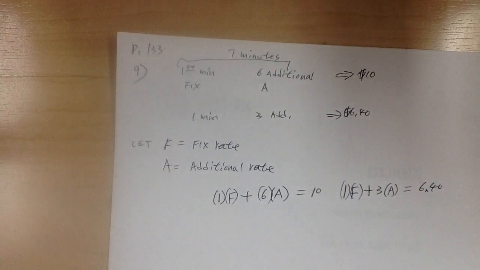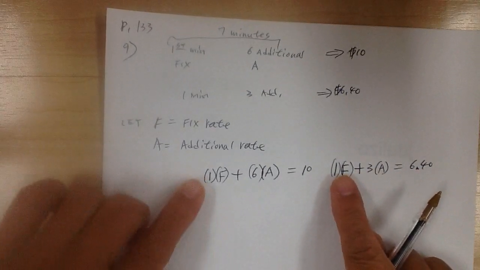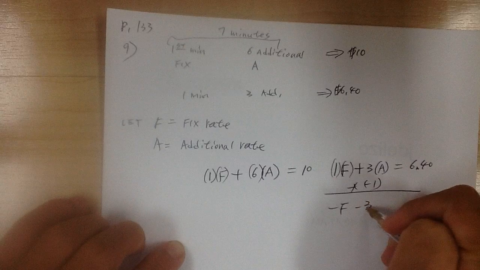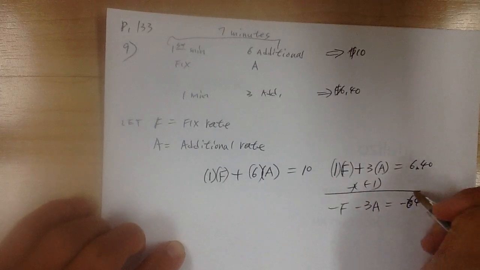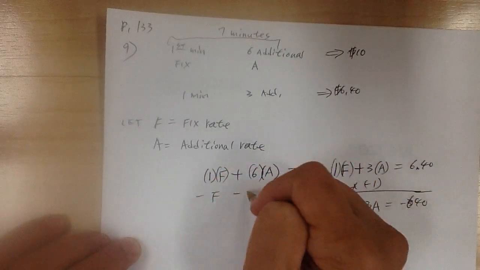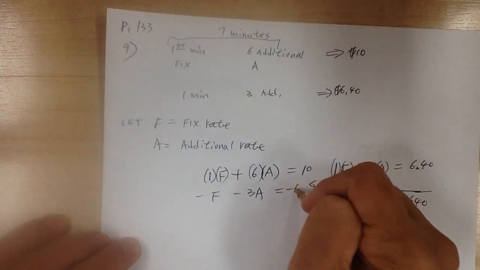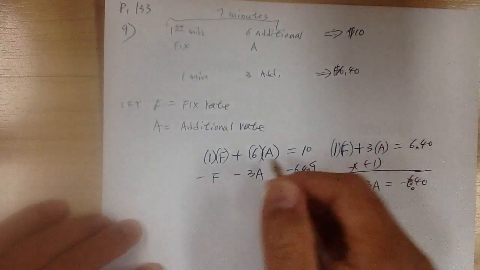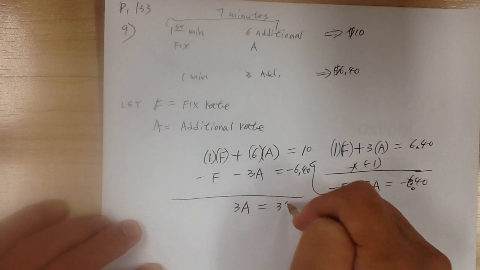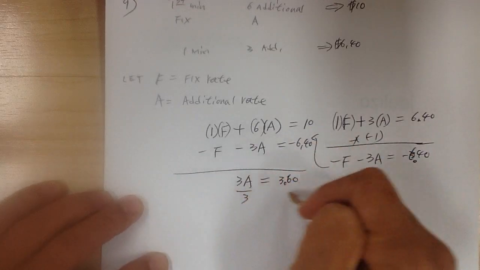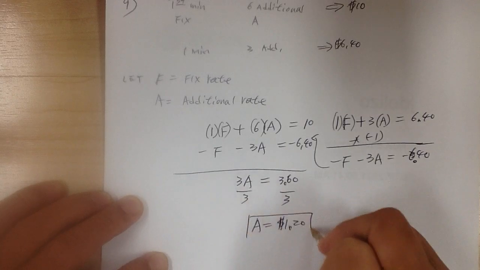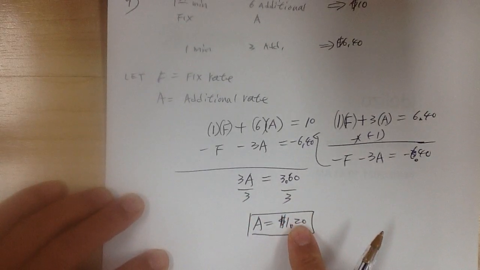Okay, so you got these two equations, and I'm going to eliminate the f, so I'm going to multiply this by -1. So I got negative f minus 3a equal to negative 6.40, and I'm going to put this under here. And when I add, the f will cancel out, and this will give me 3a equal to 3.6. Divide by 3, divide by 3. So a equal to $1.20. Each additional minute will cost $1.20.